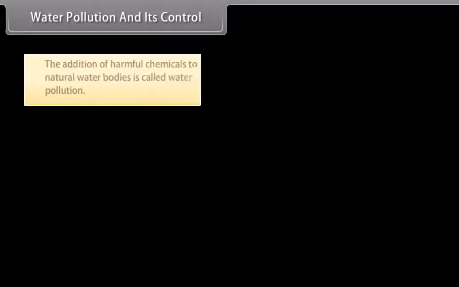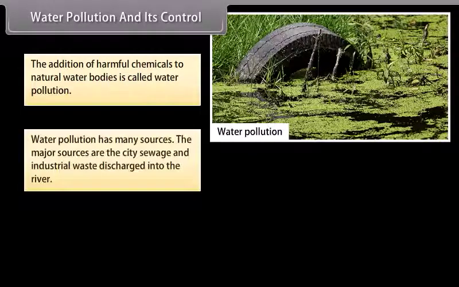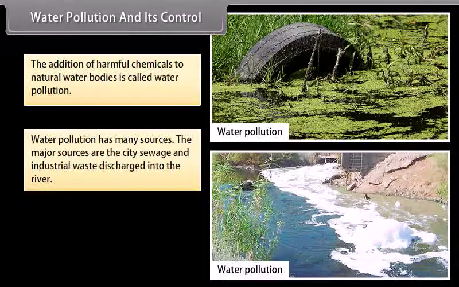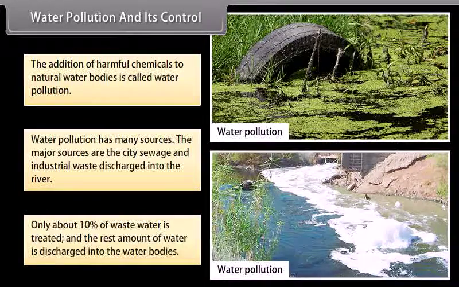Water pollution and its control. The addition of harmful chemicals to natural water bodies is called water pollution. Water pollution has many sources. The major sources are the city sewage and industrial waste discharged into the river. Only about 10% of wastewater is treated and the rest of the water is discharged into the water bodies.